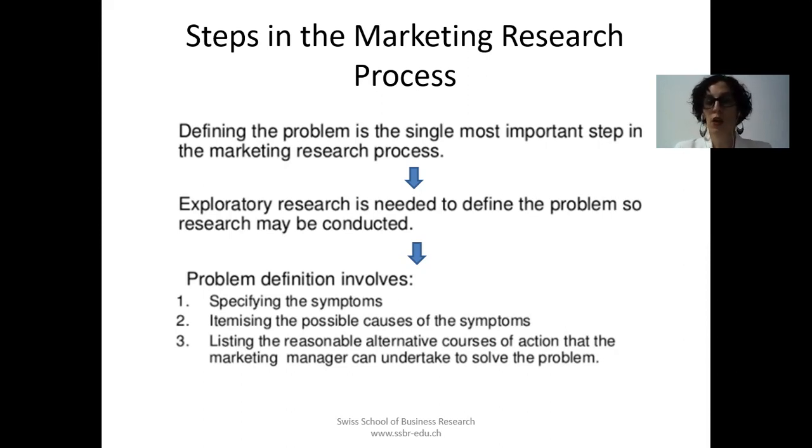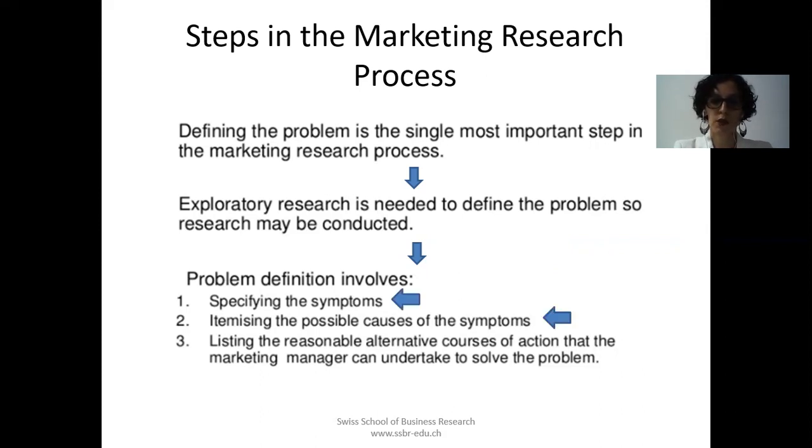Itemizing the possible causes of the symptoms. In my case, I want to go to that country. There's really no possible causes except for the fact that I want to expand. But if it was a problem related to a drop in my sales, for example, it could be that a possible cause of the drop in my sales, which is the symptom, is that Amazon no longer carries my product, for example. And then step 3 is listing the reasonable alternative outcomes or courses of action that you may take when you have to approach this problem.